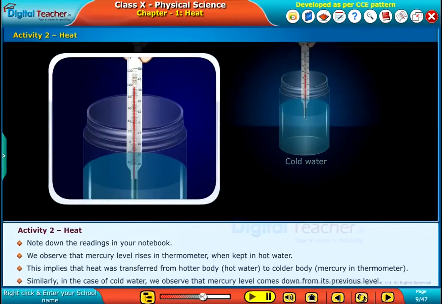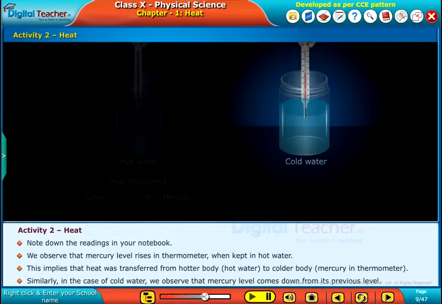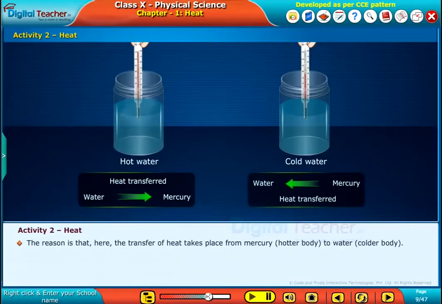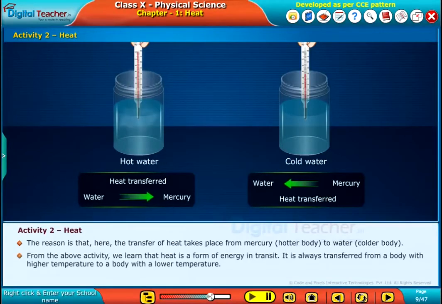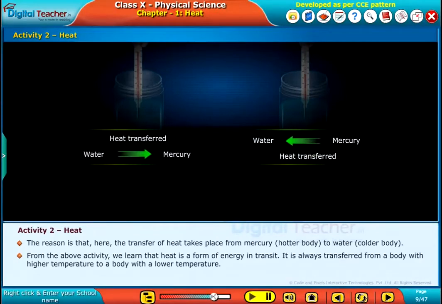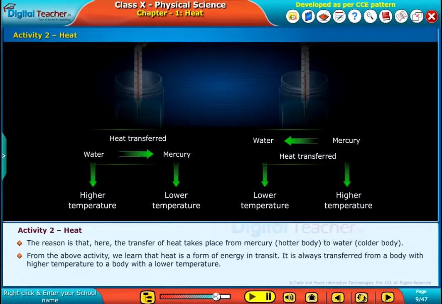Similarly, in the case of cold water, we observe that mercury level comes down from its previous level. The reason is that here the transfer of heat takes place from mercury, the hotter body, to water, the colder body. From the above activity, we learned that heat is a form of energy in transit. It is always transferred from a body with higher temperature to a body with a lower temperature.